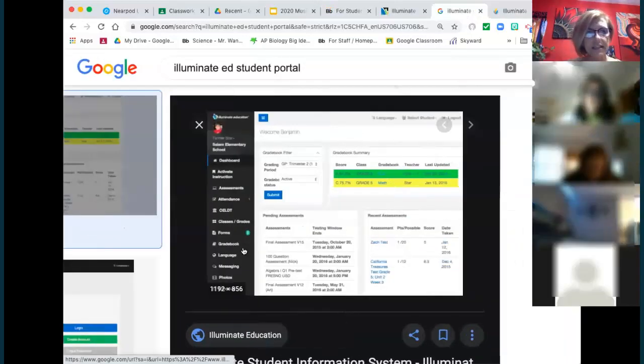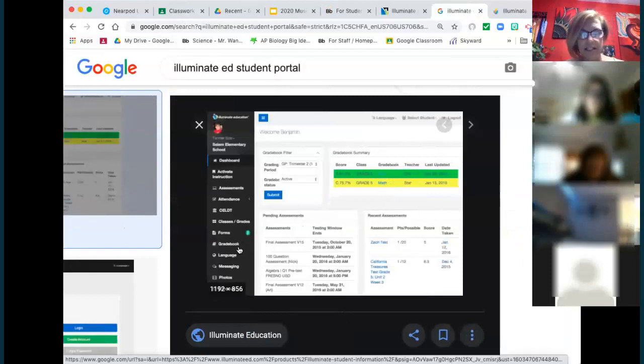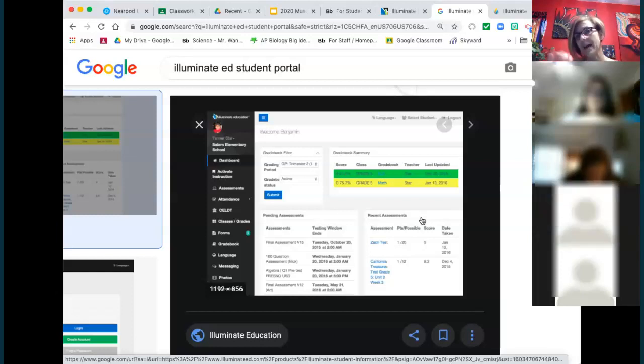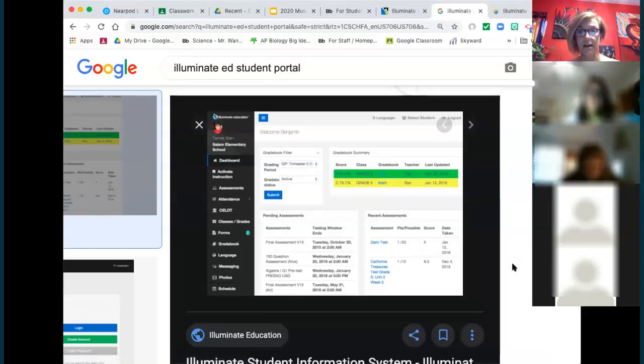It'll look like this, and then you should have a section that says Recent Assessments. Any test that you've taken through Illuminate Ed should be there. I try to give you a week to review the test after we take it. It'll always be there, but maybe the test questions are only open for that week for you to look at. So you can do that later, yeah? Okay.